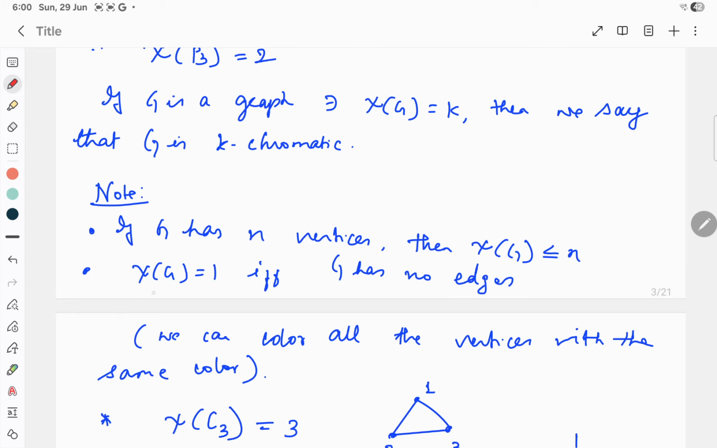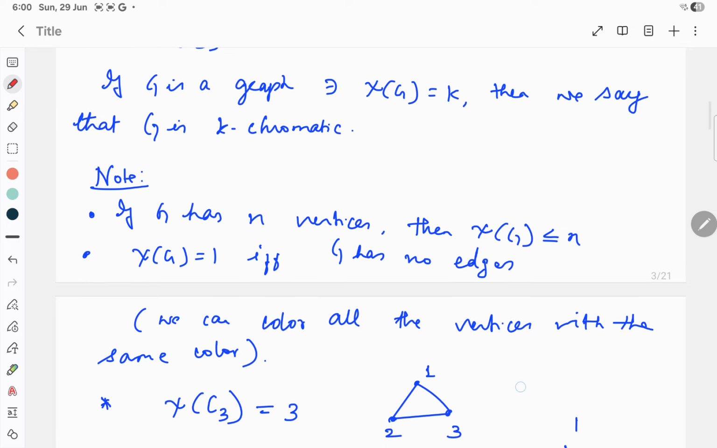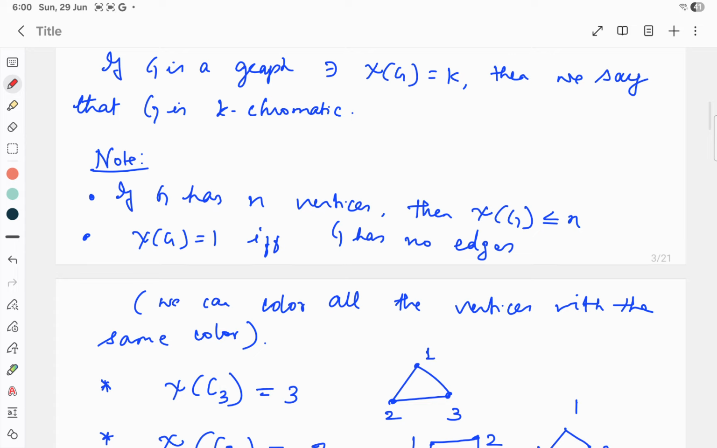Then second point, the chromatic number of graph G is 1 if and only if G has no edges. So we can color all the vertices with the same color. Suppose you have a graph with only vertices. So all the vertices can be colored with the same color, right?